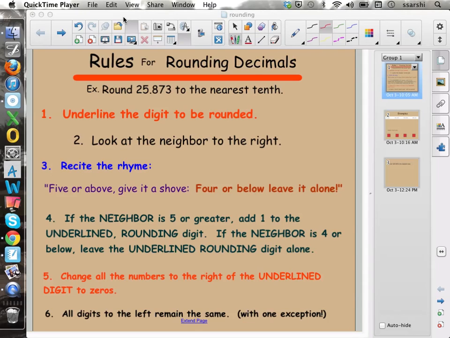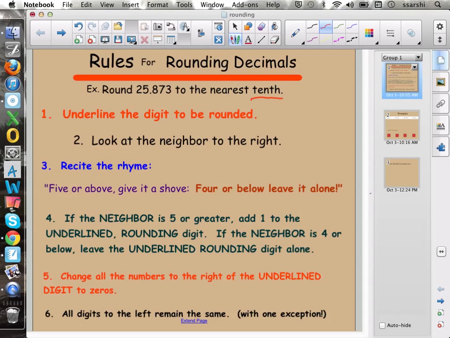So underline the digit to be rounded. We talked about the digit being in the tenths place. So what I would underline is thousandths, hundredths, the 8 is in the tenths place. Look at the neighbor to the right. For some of you, it might help if you build a box or a house and you look at the neighbor to the right. Something that looks like a juice box. So if we look at the neighbor to the right, it's a 7.